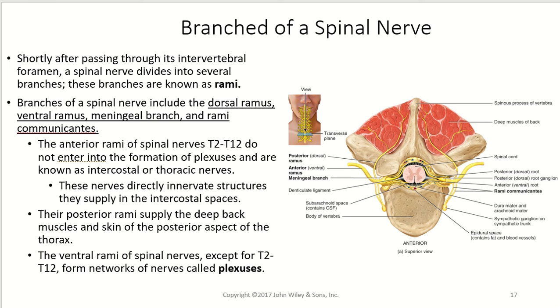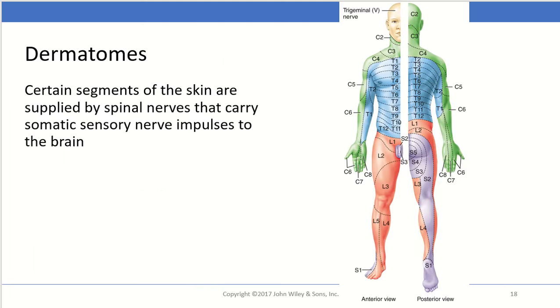The posterior rami are going to supply the deep back muscles and the skin of the posterior aspect of the thorax. And then the ventral rami of these spinal nerves, except for T2 through T12, which we mentioned, are going to form a network of nerves called plexuses, or a plexus for singular. And we'll talk about these plexuses a little later in the lecture.